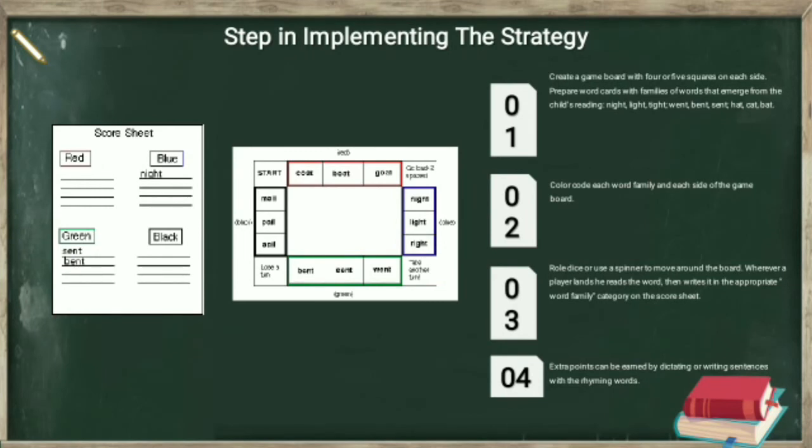Wherever a player lands, he reads the word. Then, write it in the appropriate word family category on the score sheet. And then the last, number 4, extra points can be earned by dictating or writing a sentence with the rhyming word.